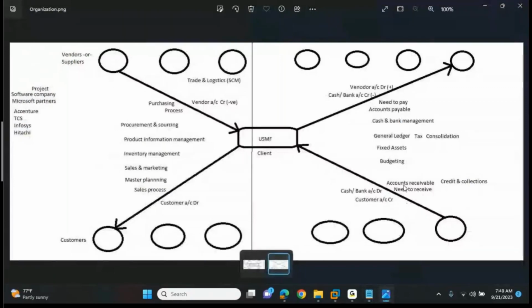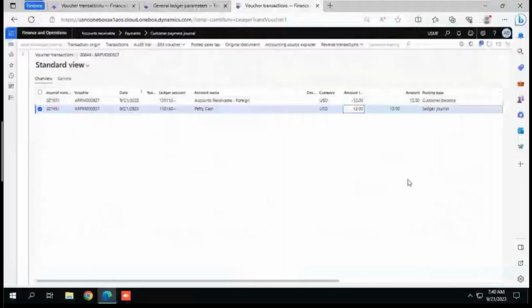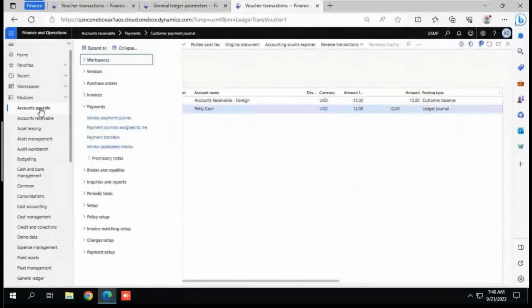From the customer, we are receiving money. That is the reason it is receivable. For the vendor, we are paying money. That is the reason it is accounts payable. We are paying money to the vendors. That is accounts payable. You are receiving money, accounts receivable. That is the reason these two modules are there. Accounts payable means for vendors, we are paying money. Accounts receivable means we are receiving money from the customers.